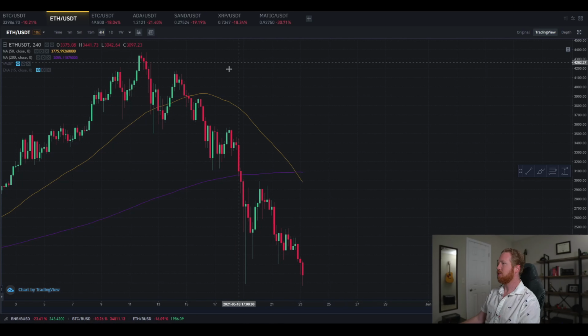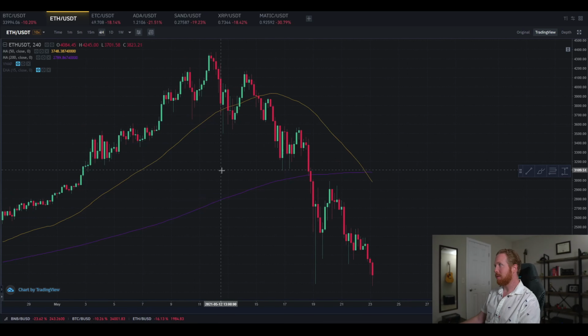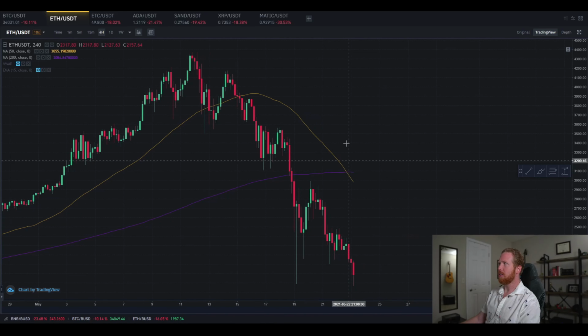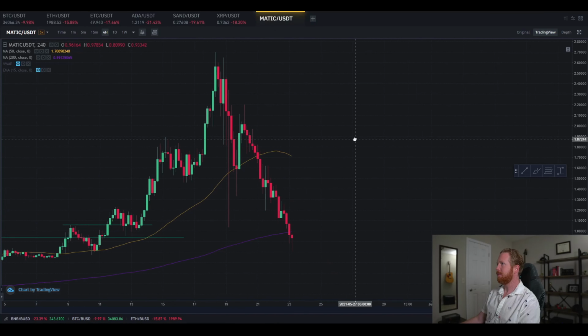So again, not much to really worry about. There's really no point in identifying resistance levels. I mean, there is a strong resistance at about 3100, but that's right at the same point at which the 200-day moving average is hovering. So that's about the standard right now. All right, so let's go ahead and take a look at Matic.